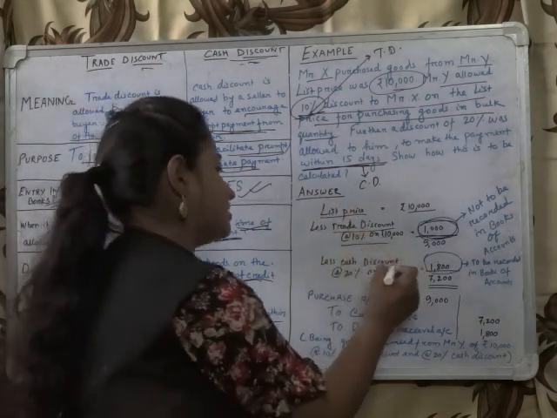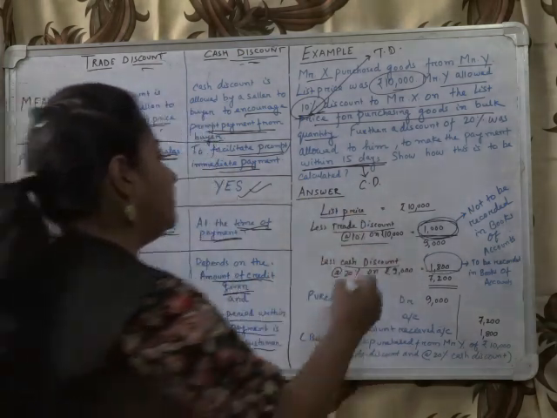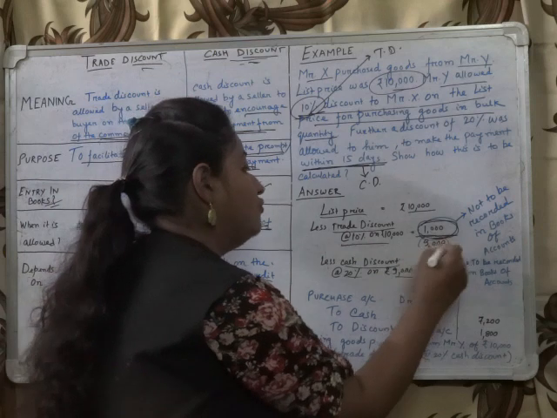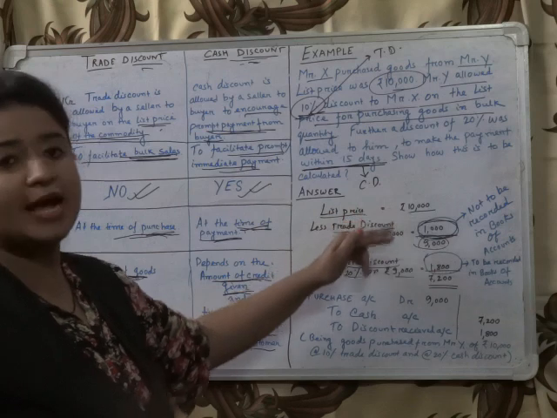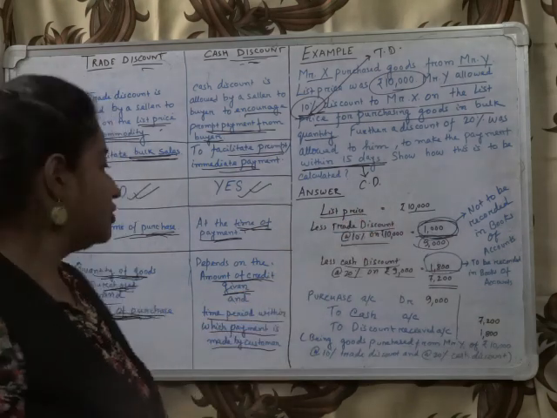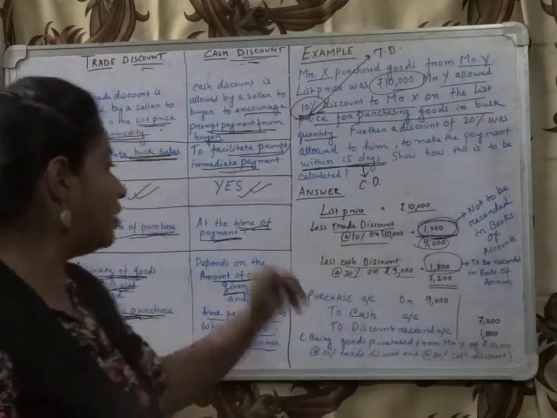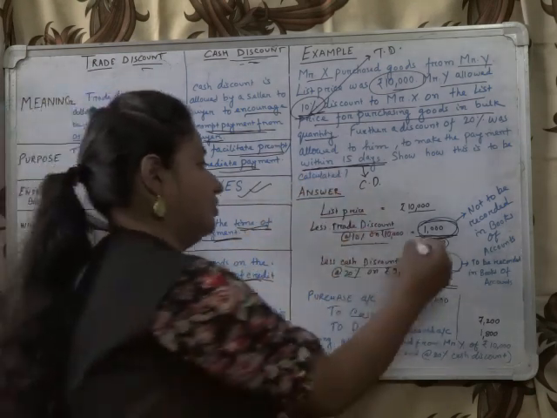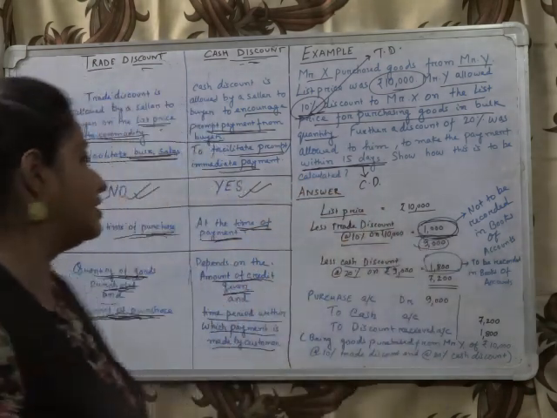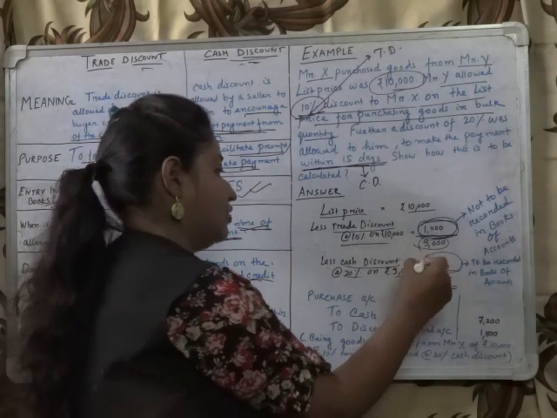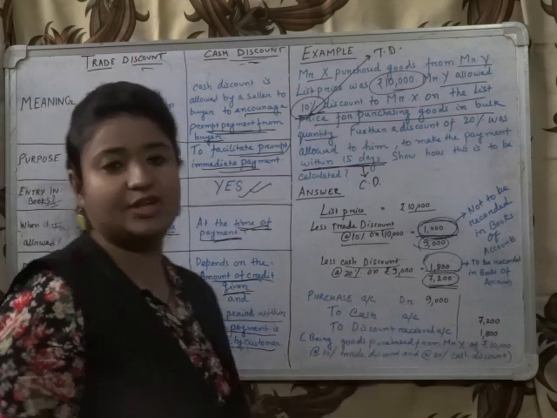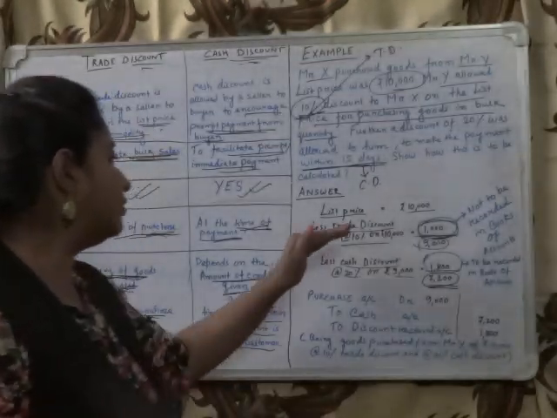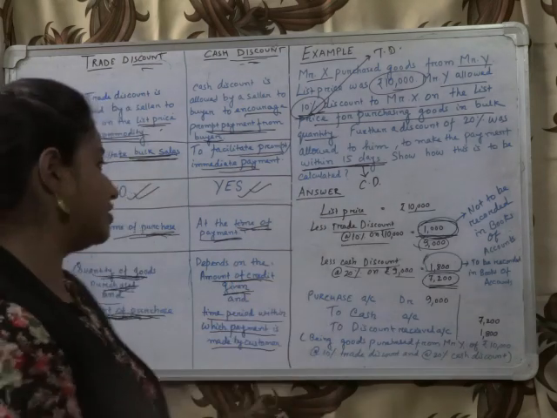Now the cash discount, less cash discount 20% on 9,000. We will provide the cash discount always on list price minus trade discount. So cash discount will be provided on list price minus trade discount. Okay. So on 9,000, we are getting 1,800. So finally we are getting the product at 7,200 rupees. Now the fact is that first we have to calculate the trade discount and then the cash discount.